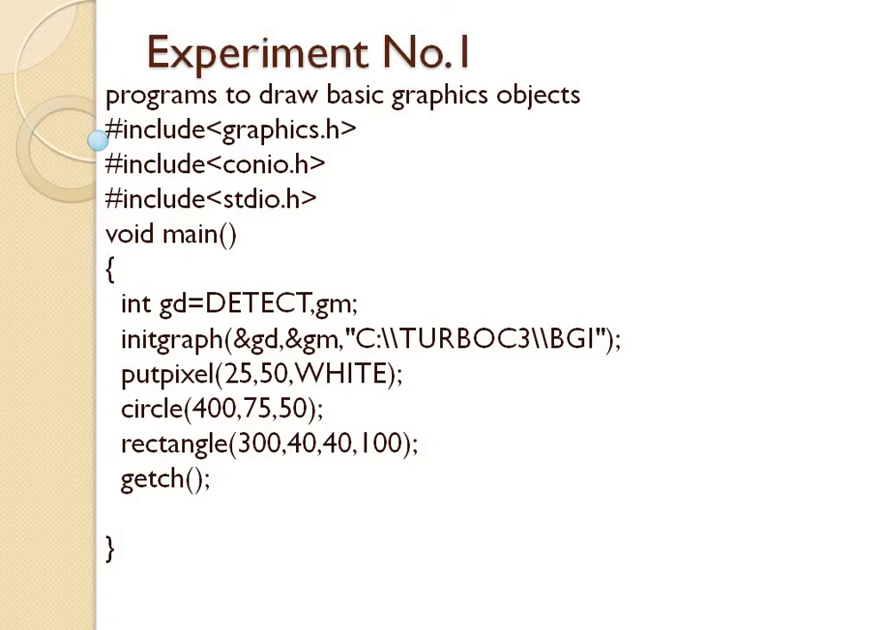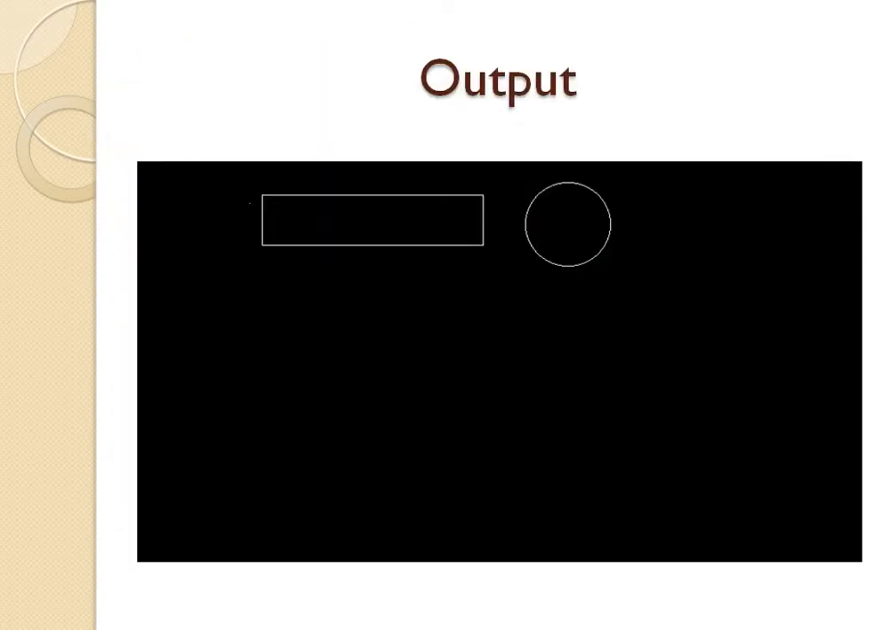Basically this is our screen, our output screen. There are two types of screen. First is the text mode screen and the other is the graphics mode screen. In the text mode screen we only write text, and in graphics mode we only display objects like circles, rectangles, lines, pixels, etc.